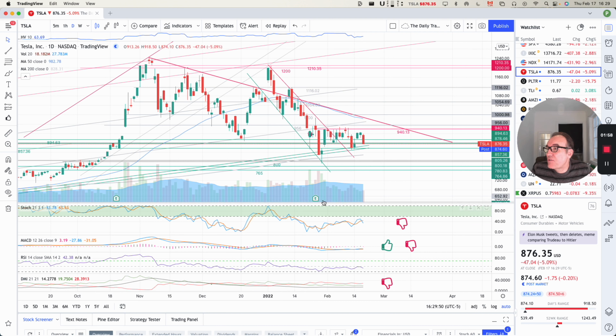On the indicators, we still have MACD crossed over bullish. That's the only indicator on the daily chart that is giving us a kind of bullish signal. This is pretty incredible what is happening.